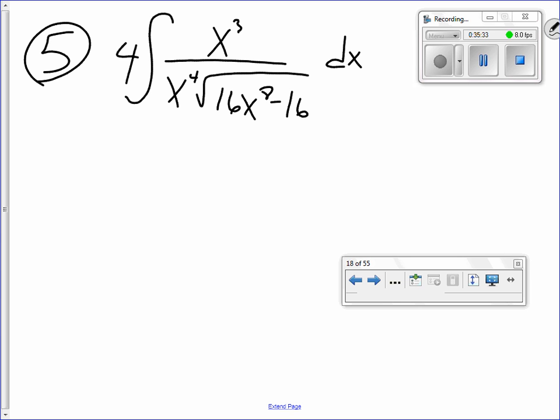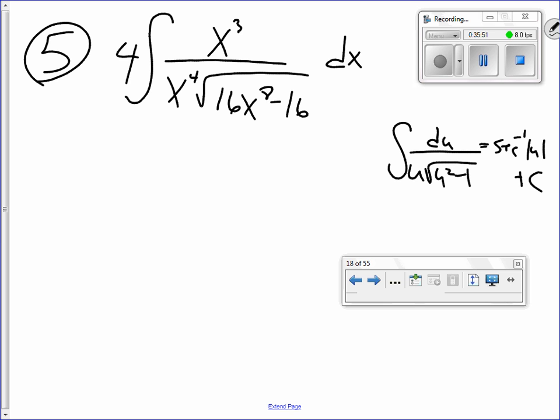So which one do you think this is going to be? Inverse secant. That's why I think this is a good one to do. For inverse secant, we're going to have a du up here. We're going to need a u in front of a square root of u squared minus 1, and we'll get the inverse secant, absolute value of u plus c.